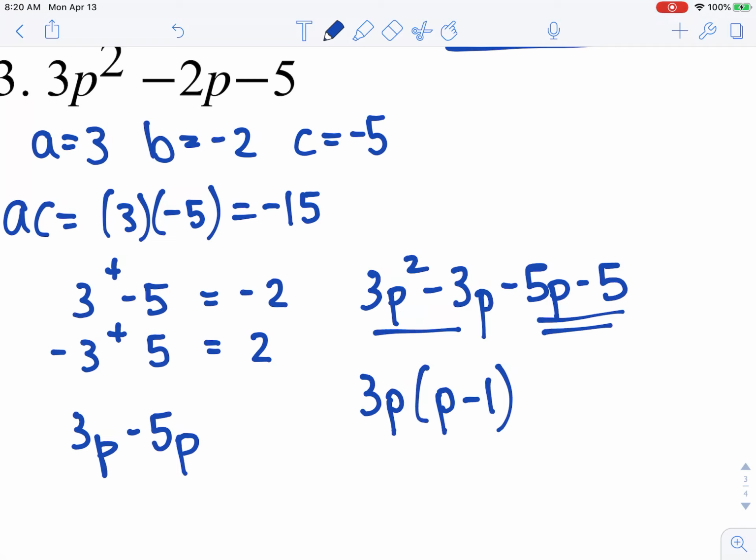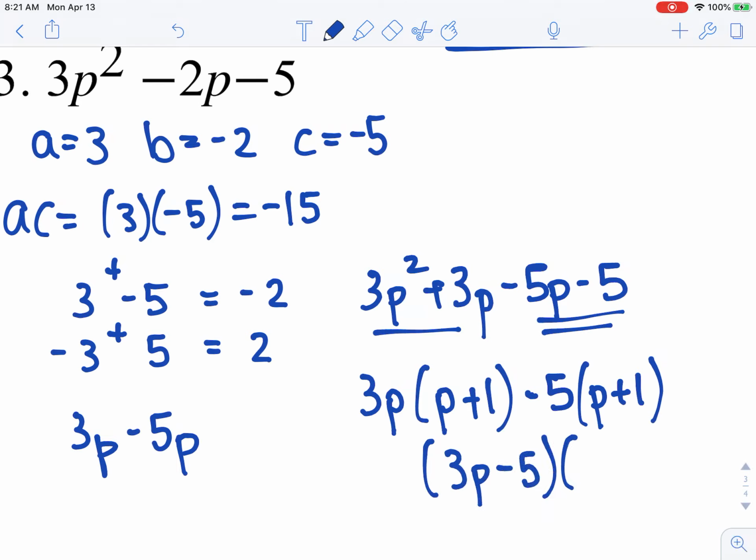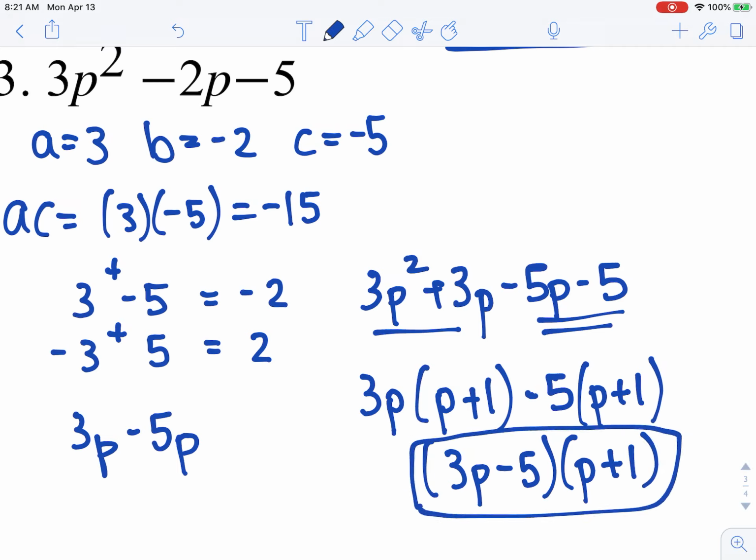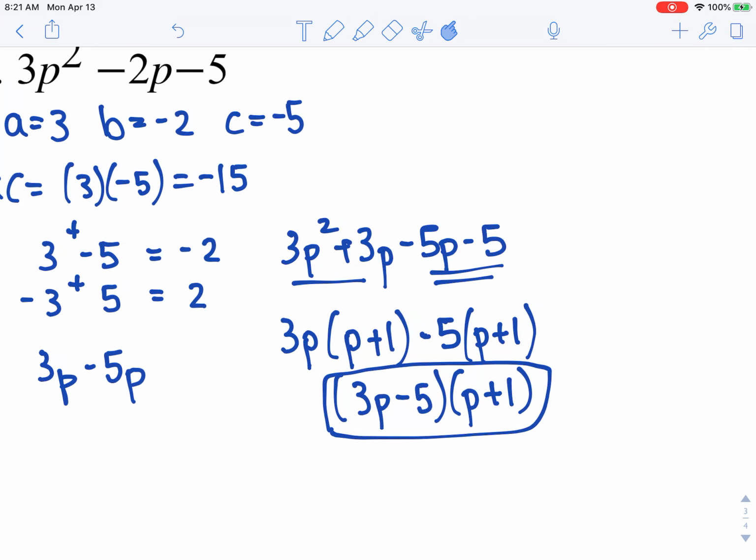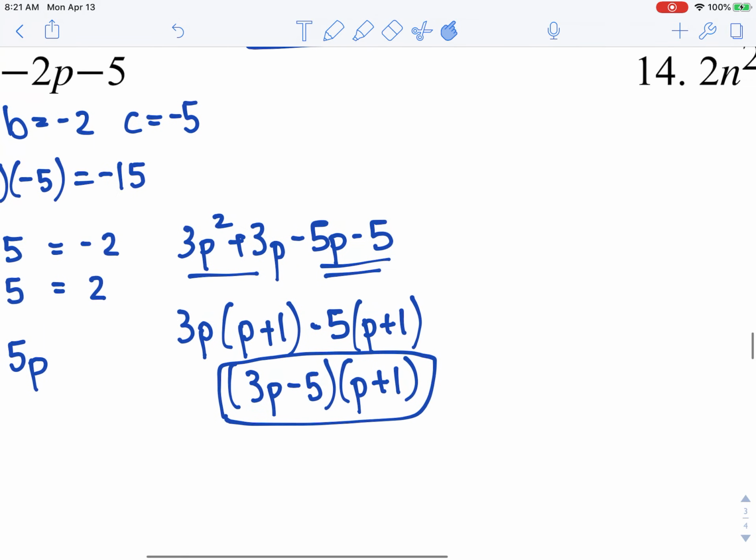So in this one, if I factor out a negative 5, oh, this should have been a plus. Factor out a negative 5, I need a p plus 1. Me and my signs. I think I was looking at the minus 2 up there and wrote minus 3 instead.